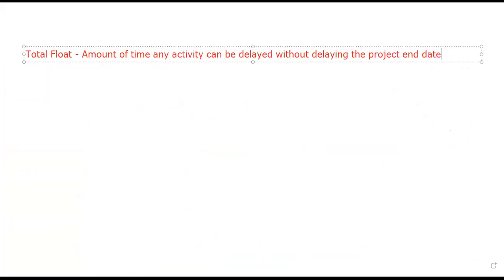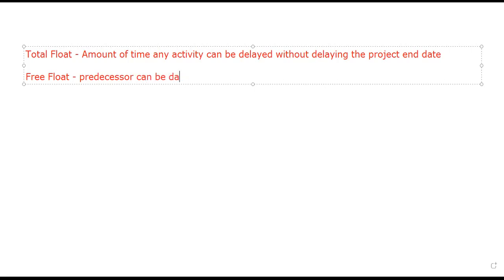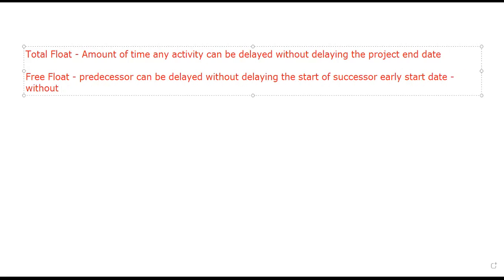What is free float? Free float is the amount of time a predecessor can be delayed without delaying the early start date of the successor. And again, without violating the project deadline.